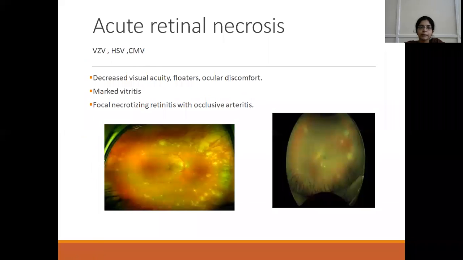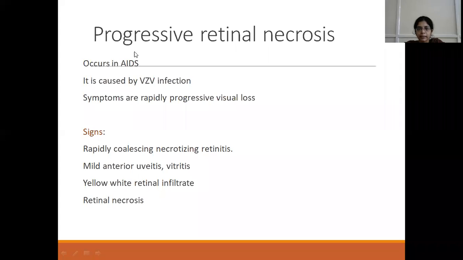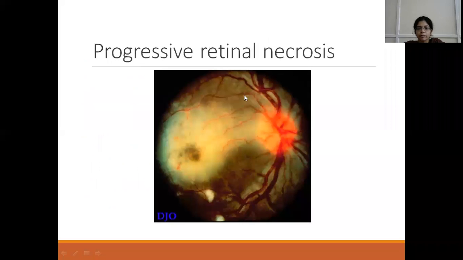Even if you don't remember anything, you can just remember from the name itself: this is retinal necrosis, this is progressive retinal necrosis. The retinitis is progressive, but the vitritis is mild. This is a picture of progressive retinal necrosis. You can also see mild inflammation of the optic nerve head here. Because of this extensive retinal necrosis, in both cases, retinal detachment is a very, very common complication.